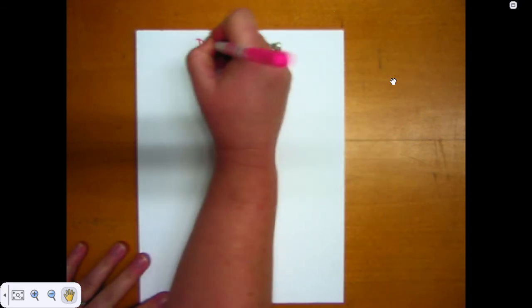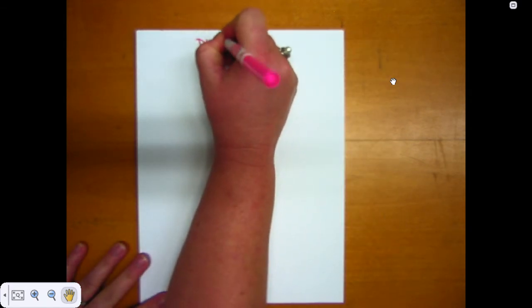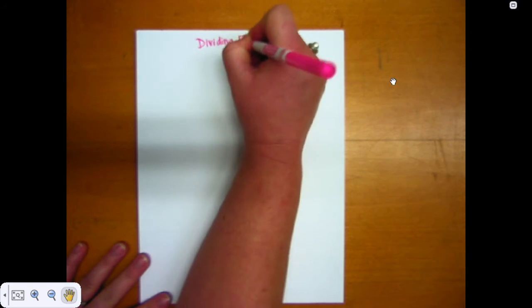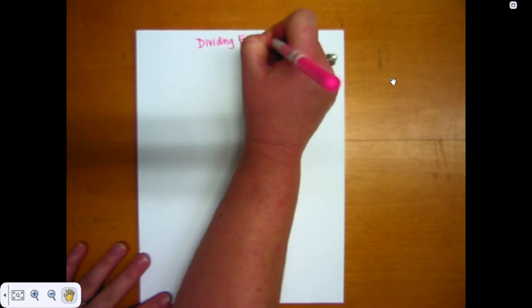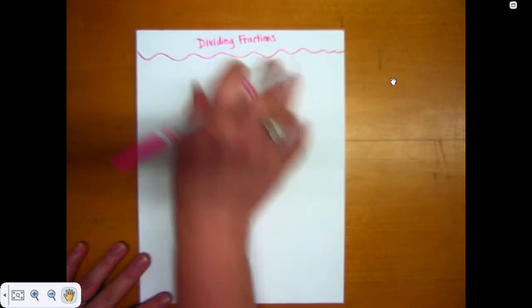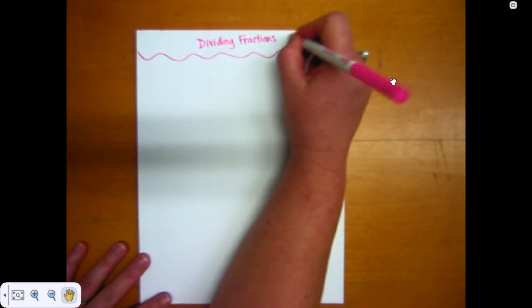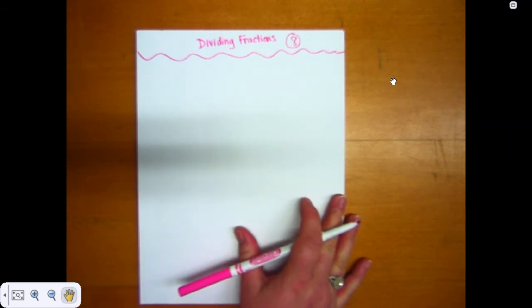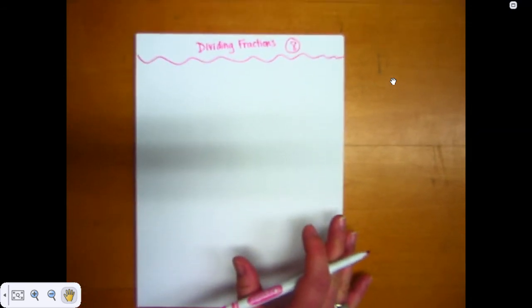So today is Friday, and we're going to be doing dividing fractions. So we'll go ahead and title our notebook entry, Dividing Fractions. And we know these fractions are rational numbers, which means they are positive and negative, and this is our number 8 notebook entry, dividing fractions.